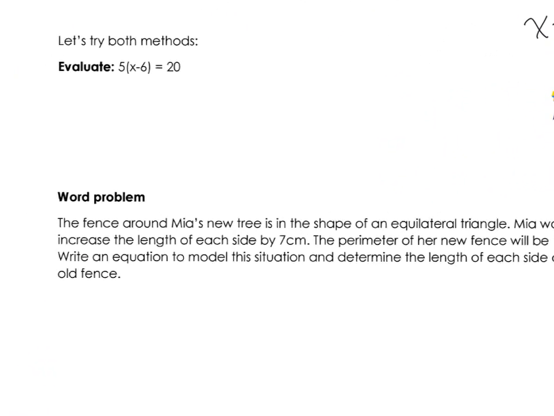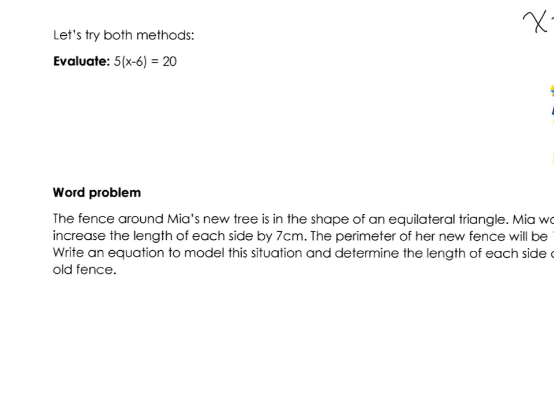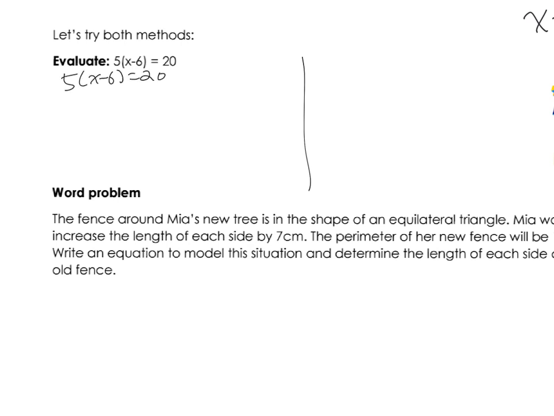Let's try a question using both methods. Let's try one where we are using our distributive method first. Okay, so we have 5(x - 6) = 20. We're going to distribute the 5 to everything in the bracket. So 5 times x is 5x, and then keep the minus. 5 times 6 is 30. Okay, and that's equal to 20.